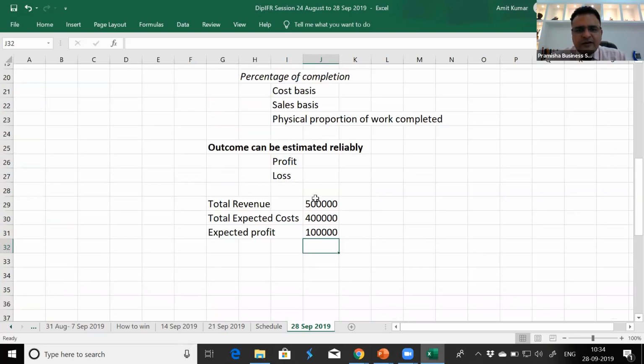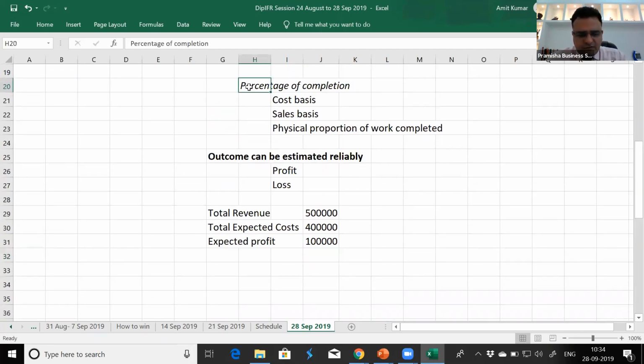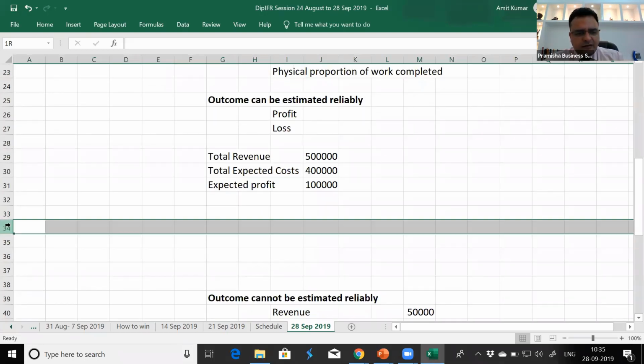Now we have a choice that we can use either of three methods: cost basis, sales basis, or physical proportion of work completed. Now that was a company policy that we'll use cost basis as a method for spreading the revenue and cost. Now year one passed.